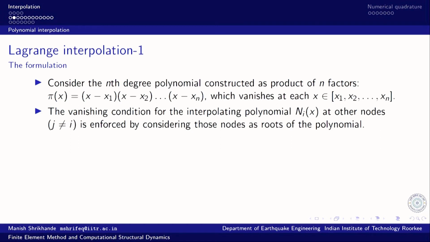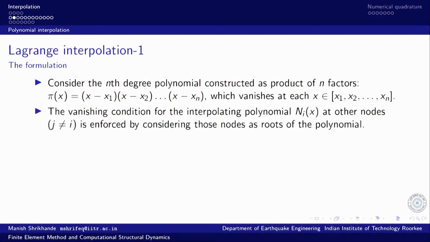So, the basic idea is that the vanishing condition for the interpolating polynomial n i of x at other nodes i not equal to j is enforced by considering those nodes as the roots of the polynomial. When I say roots of the polynomial, I just multiply by the zeros of those points, so that the value is a root, a zero, of that linear function.